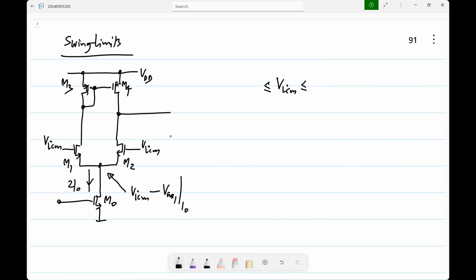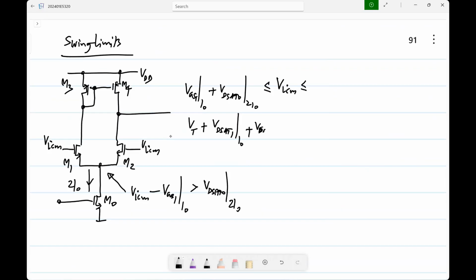Now, you have to leave enough room for M0 to be in the saturation region. So the lowermost value of VICM that's possible is how much? This has to be greater than VD sat 0 at a current 2I0. So the minimum value of VICM is VGS1 at a current I0 plus VD sat 0 at a current 2I0, or VT plus VD sat 1 at a current I0 plus VD sat 0 at a current 2I0.